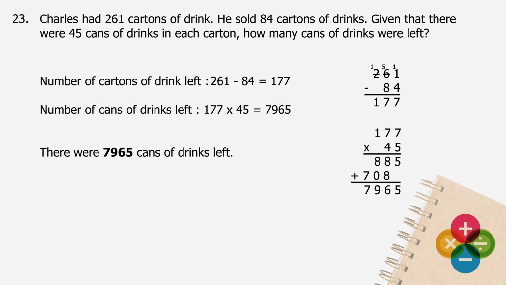Number of cartons of drinks left will be, subtract 84 from 261, and the difference is 177. Number of cans of drinks left will be, multiply 177 by 45, and the product is 7,965. There were 7,965 cans of drinks left.